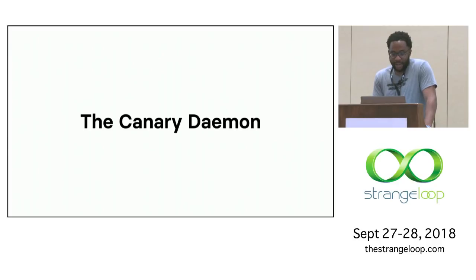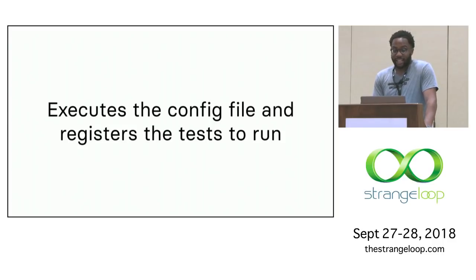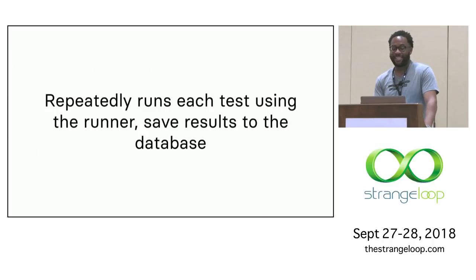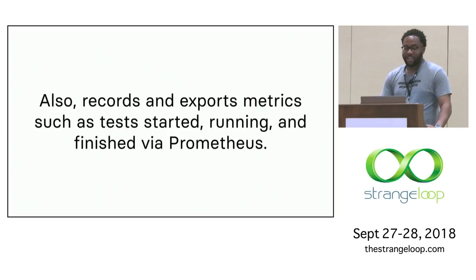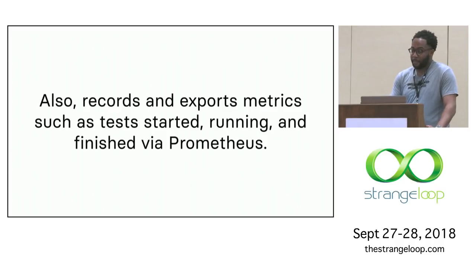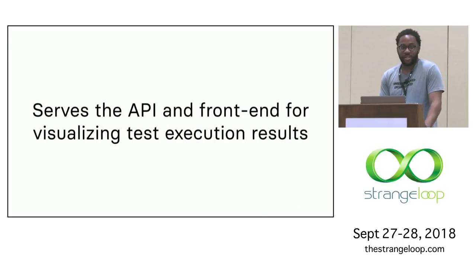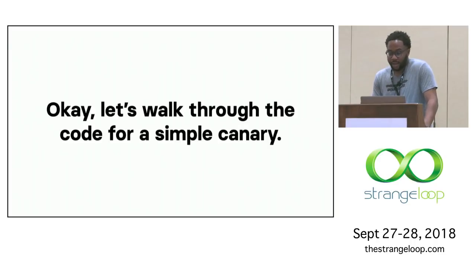The Canary Daemon is what calls a test runner, and is just going to be running indefinitely in an infinite loop. It executes a config file and then registers the tests to run. And I'm probably just repeating myself, but it repeatedly runs each test and saves the results to the database. It also records and exports metrics such as tests started, ones that are running, and finished, and we use Prometheus for that. And like we saw earlier, it can also serve up an API and the front end.